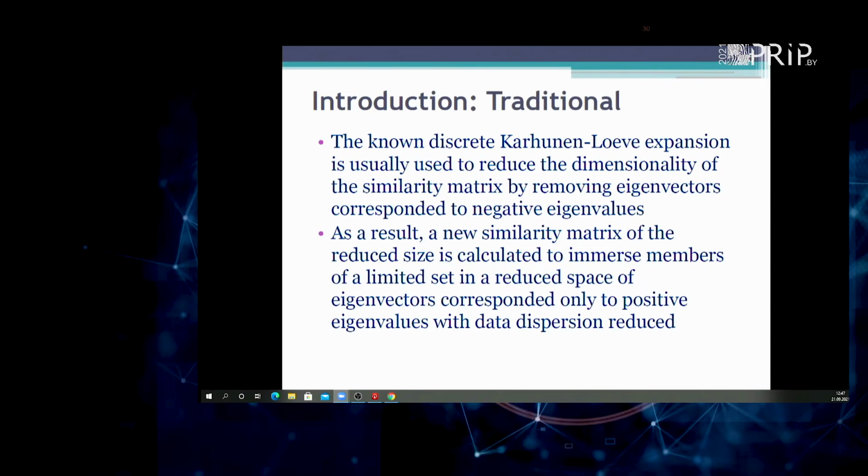So, what is the traditional approach? The discrete Karhunen-Loève expansion is usually used to reduce the dimensionality of the similarity matrix by removing eigenvectors corresponding to negative eigenvalues. As a result, we can calculate a new similarity matrix of reduced size, with members of the limited set correctly immersed in a reduced space of eigenvectors corresponding only to positive eigenvalues. So the data dispersion is reduced.